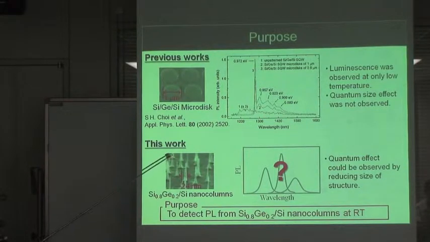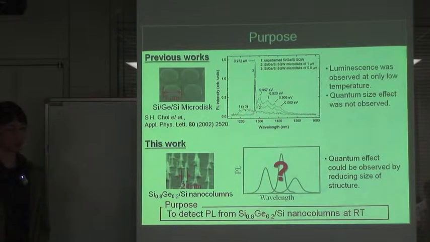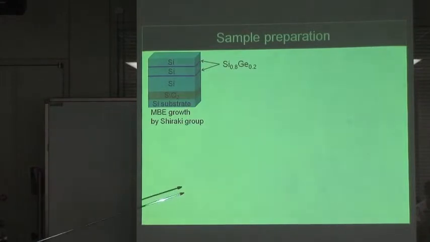Therefore, in this work, we investigate the photoluminescence of the sample we call silicon germanium silicon nanocolumns. The diameter of the silicon germanium silicon nanocolumns is about 24 nanometers. The purpose of this research is detecting the photoluminescence from the silicon germanium silicon nanocolumns at room temperature. Now, I would like to talk about sample preparations.